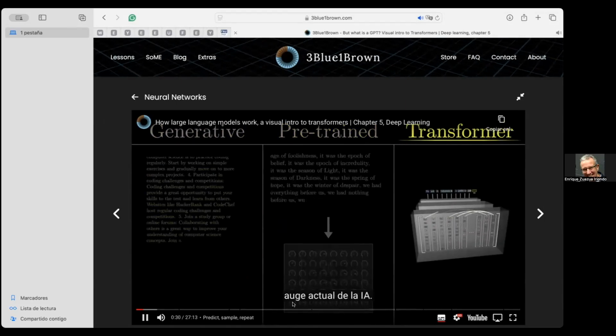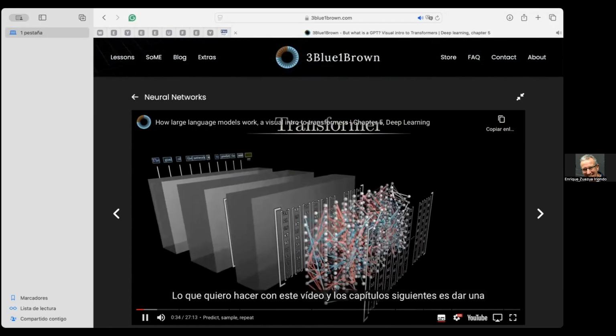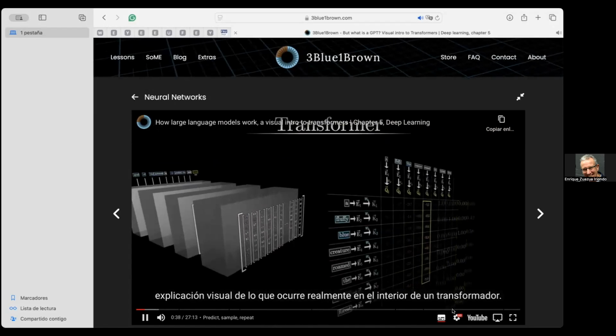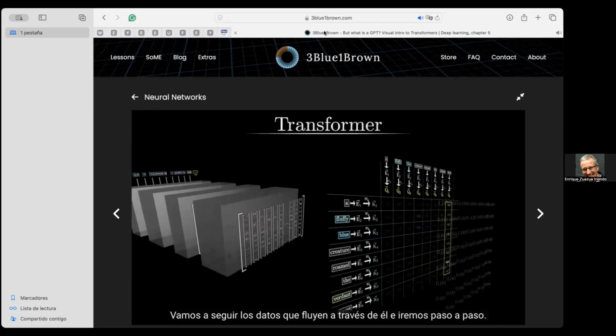Underlying the current boom in AI. What I want to do with this video and the following chapters is go through a visually driven explanation for what actually happens inside a transformer. We're going to follow the data that flows through it and go step by step.